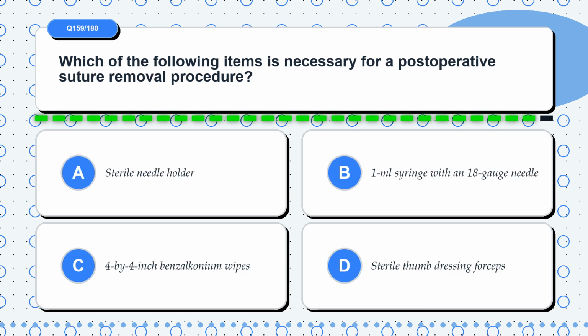Question 159. Which of the following items is necessary for a postoperative suture removal procedure? Here are the options. Option A, sterile needle holder. Option B, 1 ml syringe with an 18-gauge needle. Option C, 4x4-inch benzalkonium wipes. Option D, sterile thumb dressing forceps.